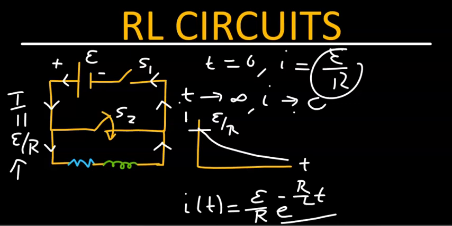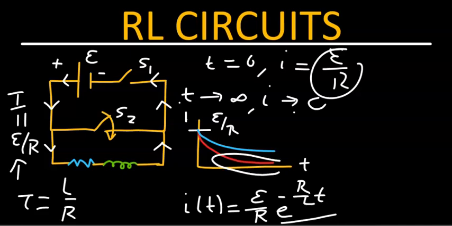How quickly the current decays in a circuit is dependent on, again, the time constant, namely L over R. So let's assume you have two graphs. One graph is like that, and the other graph is like that. So the time constant for the red graph is smaller than the time constant for the blue graph.